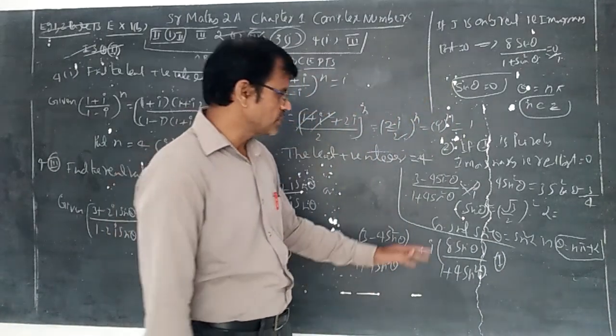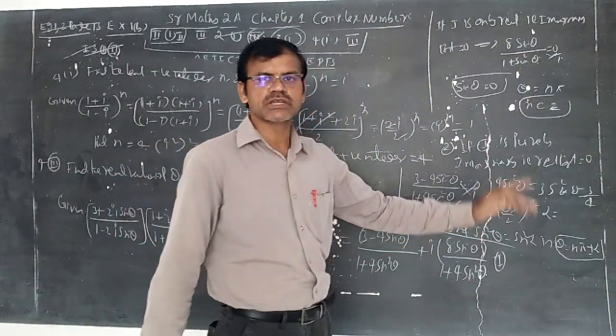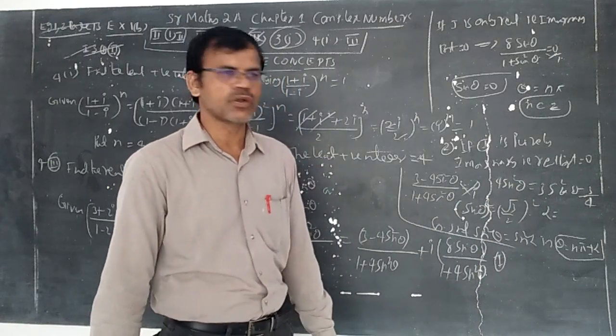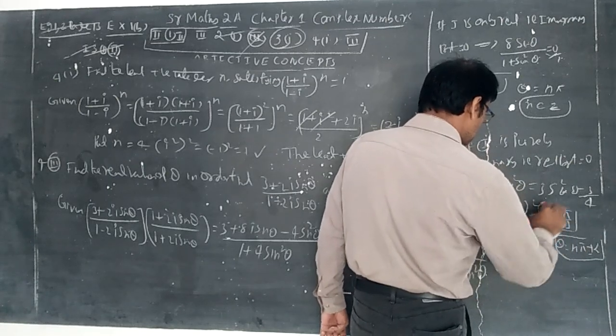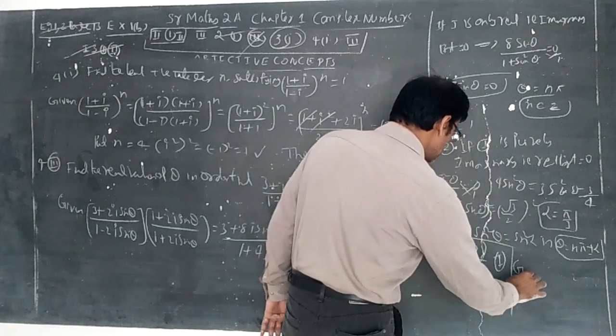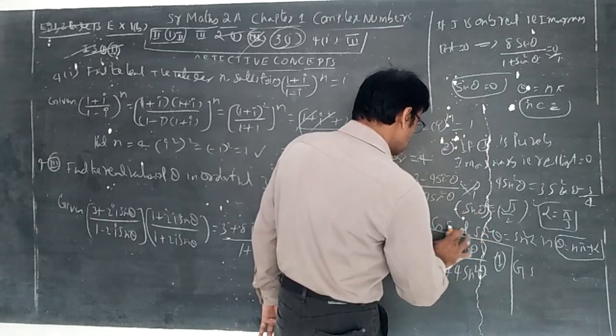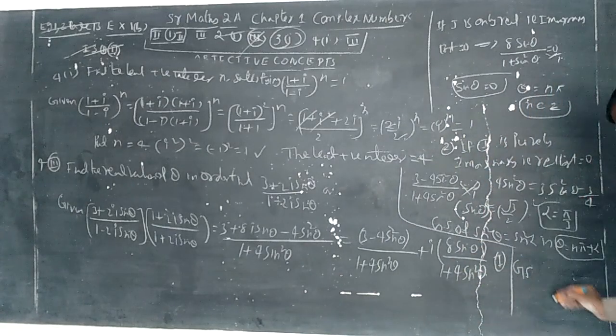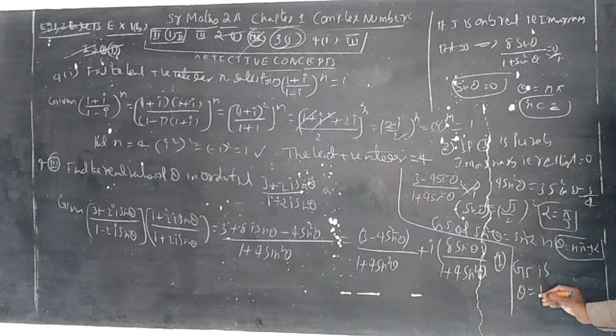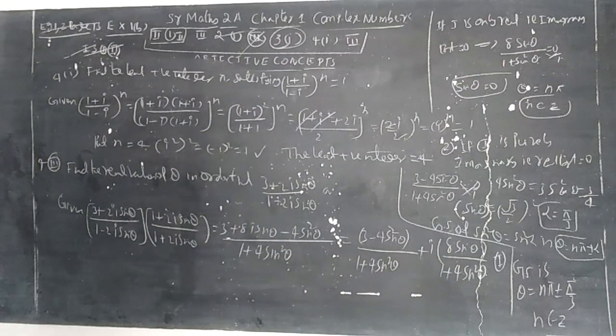So the principal value: sin of how many degrees is equal to root 3 by 2? Sin 60 is equal to root 3 by 2, so alpha is equal to 60, which you can write as pi by 3. So the general solution of sin square theta, that is to get the imaginary number, is theta equal to n pi plus or minus pi by 3, where n belongs to z. That is the solution of the given equation.